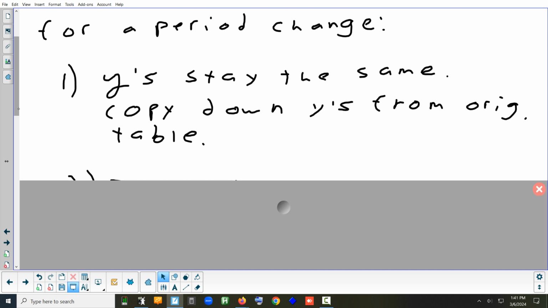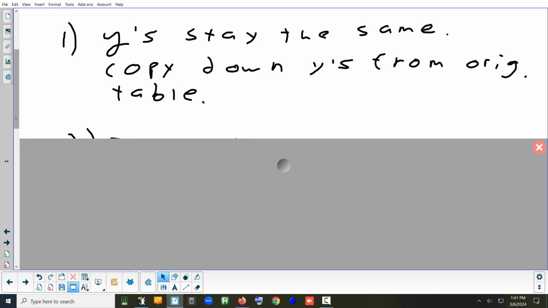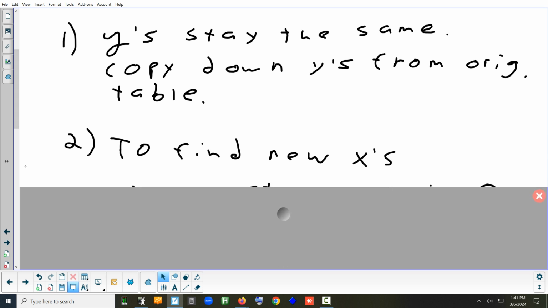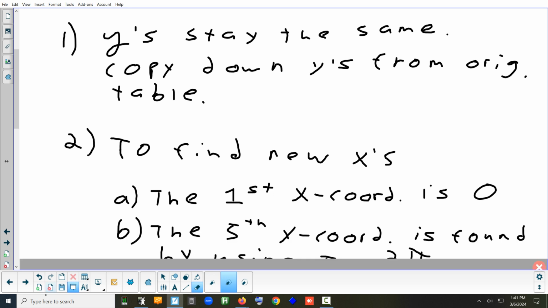Alright, so unfortunately, because the y's stay the same, that means we have to work with the x's. The x's are the numbers that have pi's in them. We don't like to work with the pi fractions, but this time we don't really have any choice. We have to. Alright, so how do we figure out our new values? What I'm going to do, I'm just going to reword this a little bit.